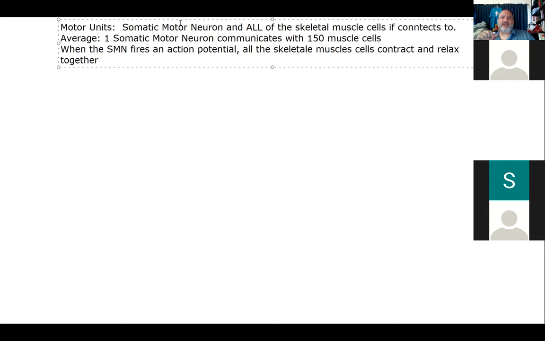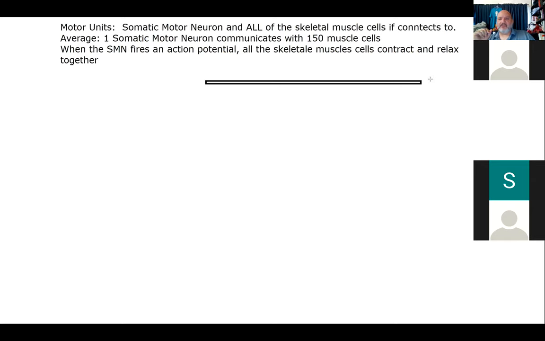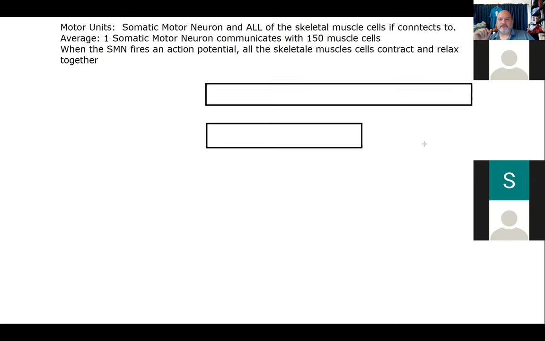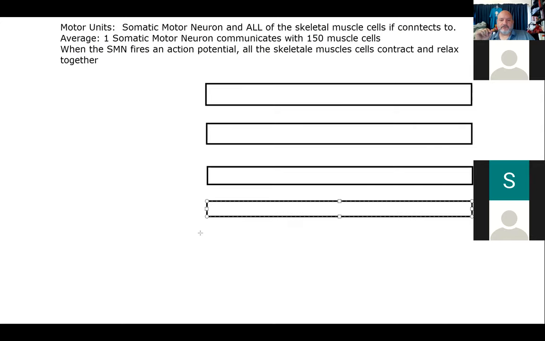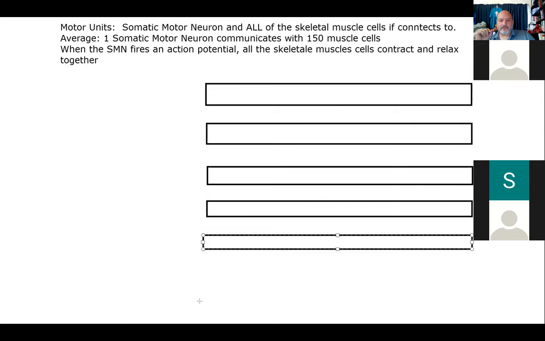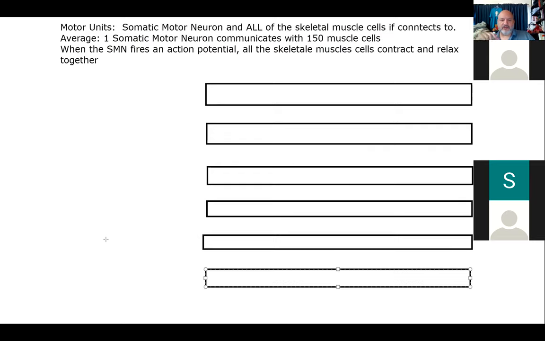We can draw some really simple examples of this. Let's start by putting in, let's say, six muscle cells, and pretend that those are all the same size. Six muscle cells there, excellent. And then we need a neuron. Let's start with a red one first. Excellent. So here is my first motor neuron. We will call this motor neuron A.